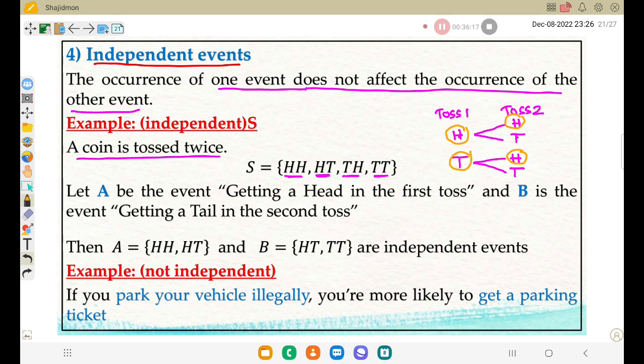Now we are defining some events here. A is the event of getting a head in the first toss. First toss getting a head, that is A, correct? And B is getting a tail in the second toss. Is there any connection between these?